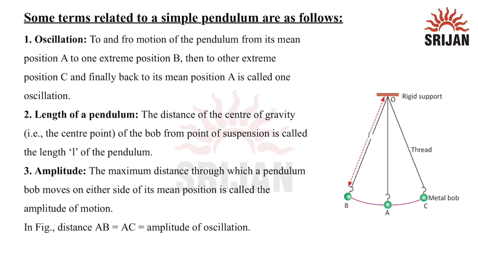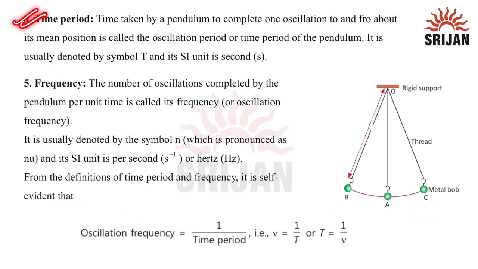Amplitude. The maximum distance through which a pendulum bob moves on either side from its mean position is called the amplitude. In the figure, A to B, that is AB, and A to C, that is AC, are the amplitude of oscillation. Fourth is the time period. The time taken by a pendulum to complete one oscillation to and fro about a mean position is called the oscillation period or the time period of a pendulum. It is denoted by symbol capital T, and the SI unit here would be seconds.